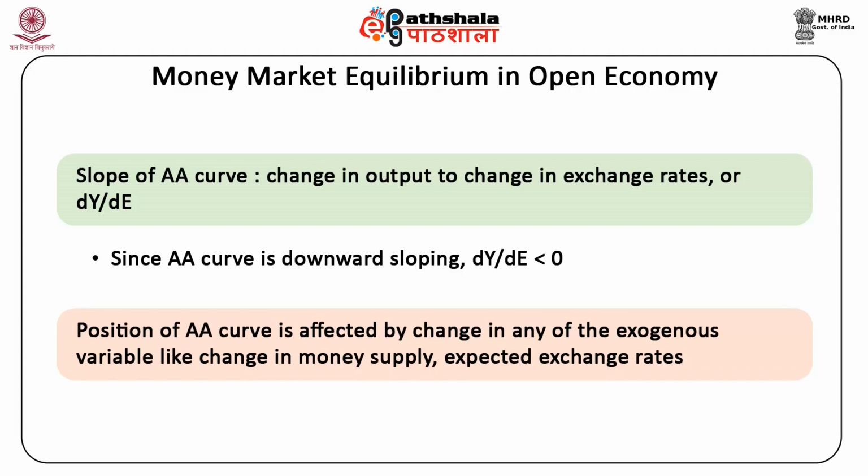The position of the AA curve is affected by a change in any of the exogenous variables like a change in money supply, expected exchange rates, foreign interest rates, foreign or domestic price level, or a change in real money demand.